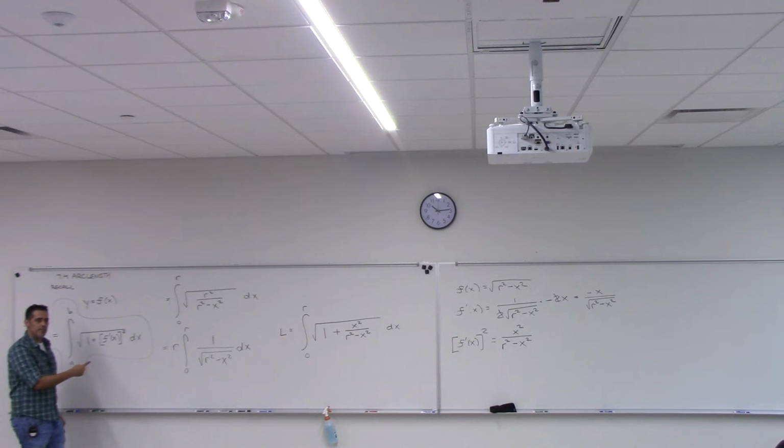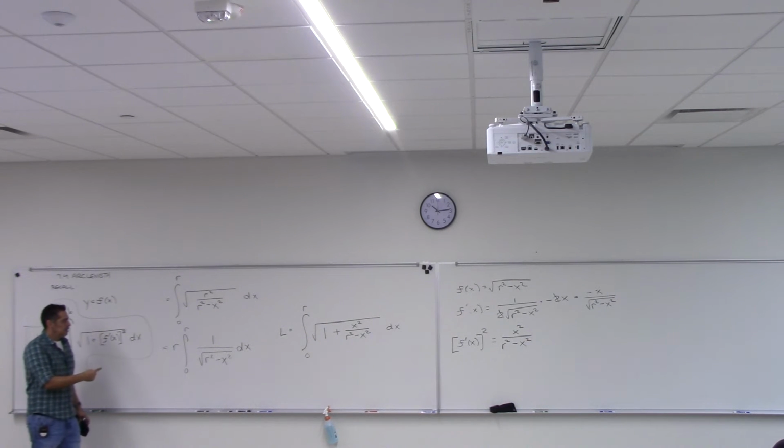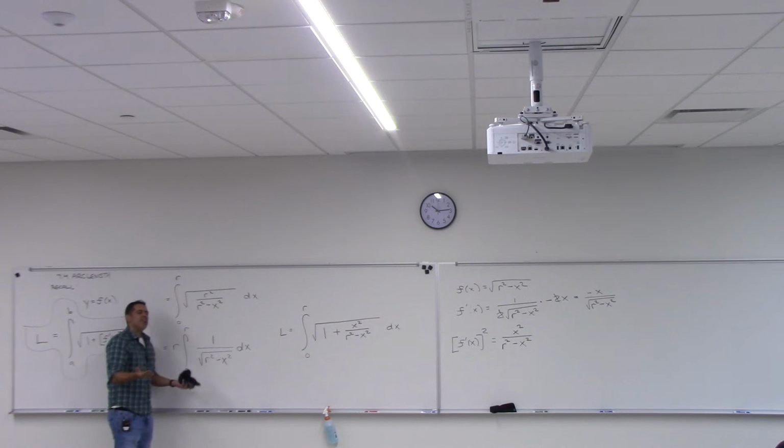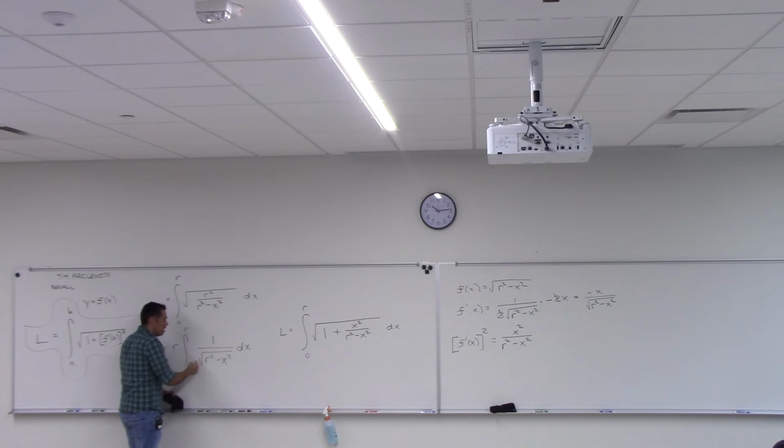Questions on that step? Now just imagine that r was a number, okay? Let's say r is 4. Then this would be 16 minus x squared underneath the square root. How would you do that? Trig sub, right? That's a trig sub problem, isn't it? Now I'm not going to go through the trig sub. It's a pretty straightforward trig sub, this one, all right?